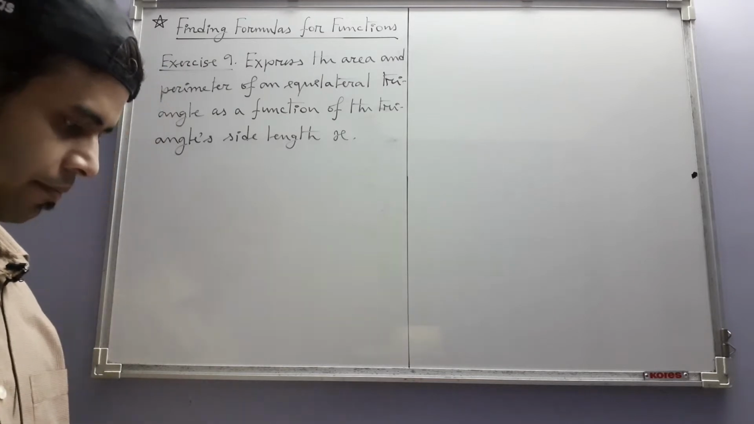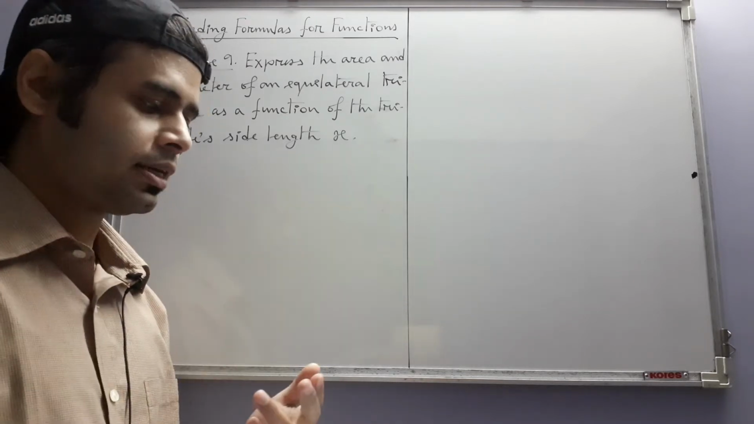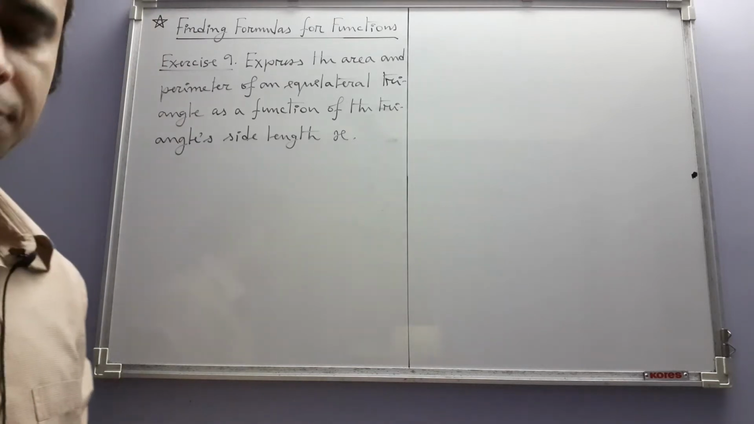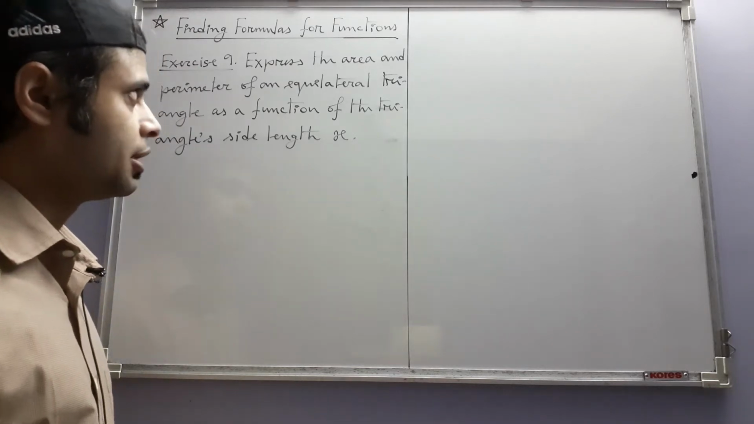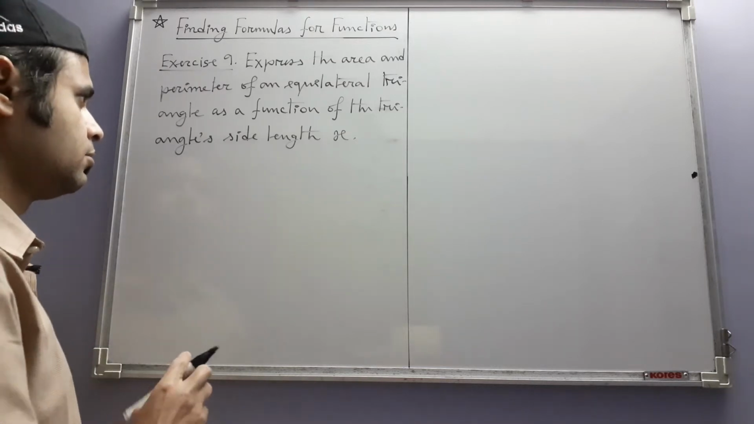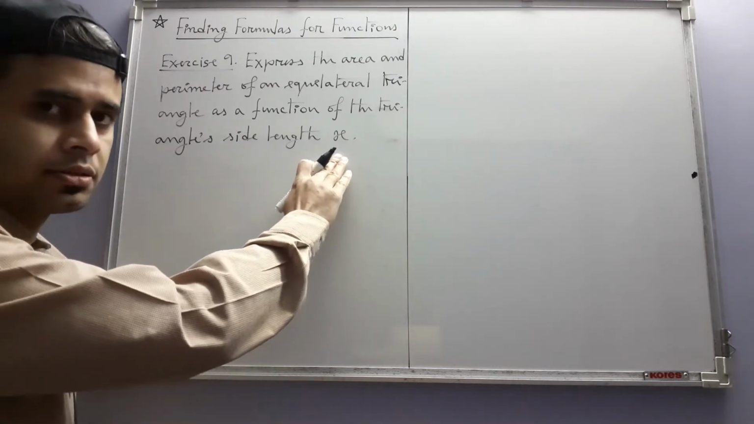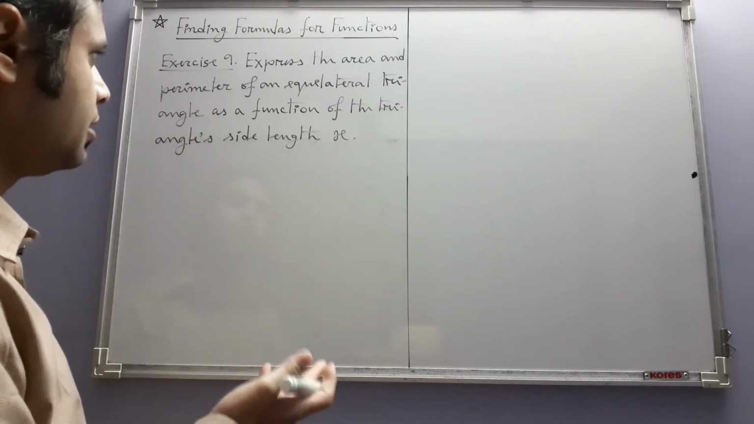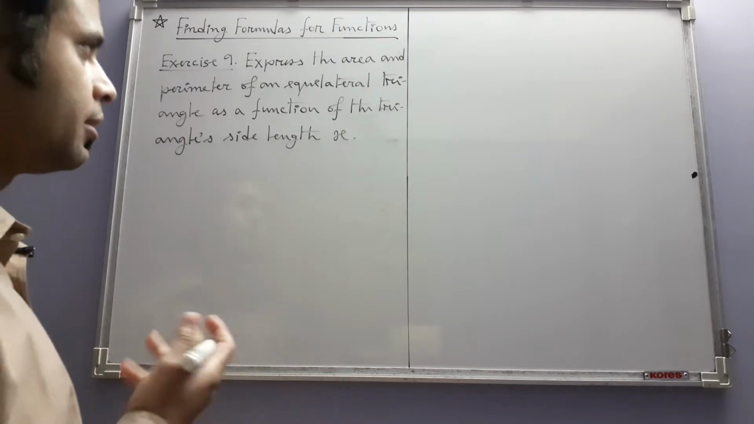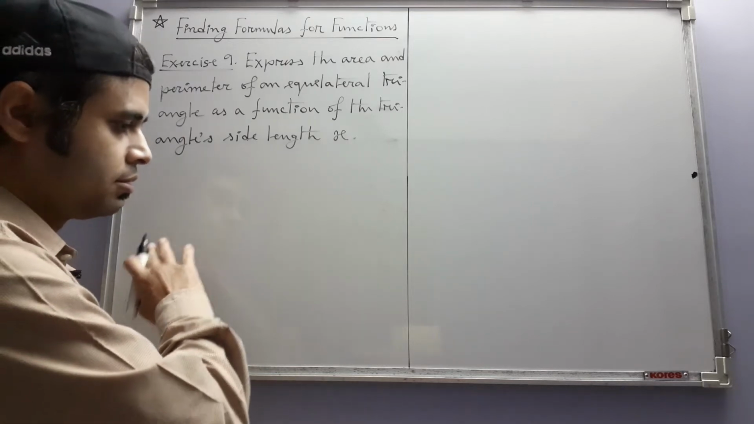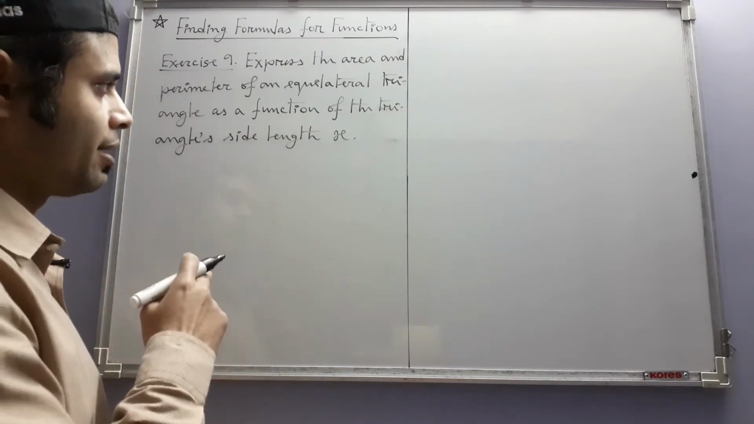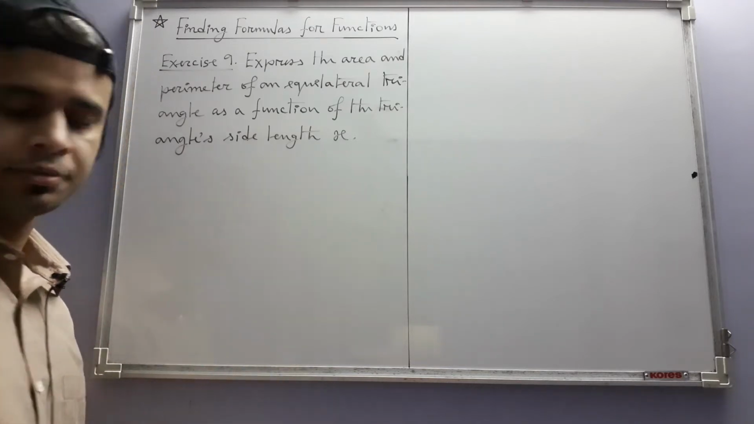Okay. The next four exercises are about finding formulas for some functions. So in this ninth one, we are given an equilateral triangle whose side length is x. We have to find its area and its perimeter in terms of its side length. In other words, we have to find these variables, that is area and perimeter, as functions of the side length.